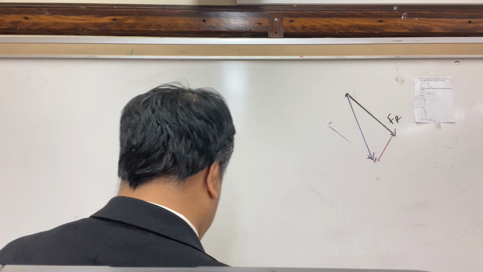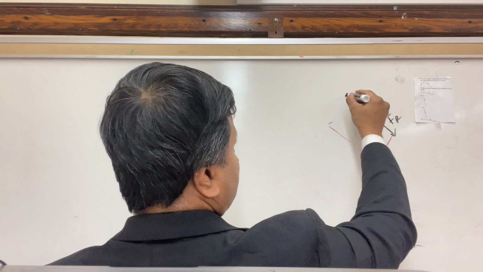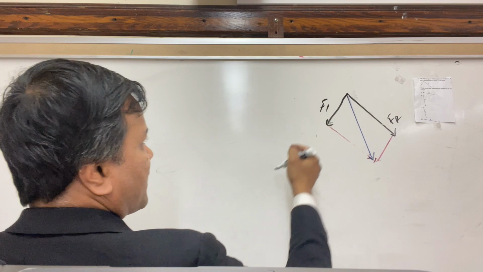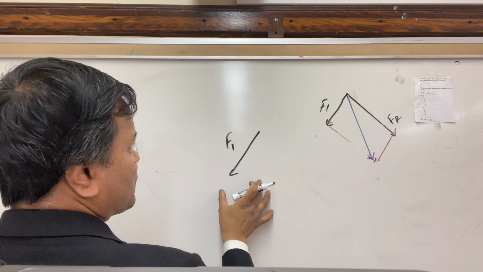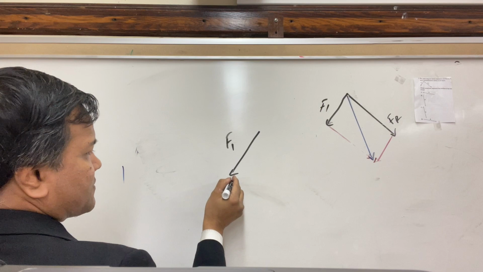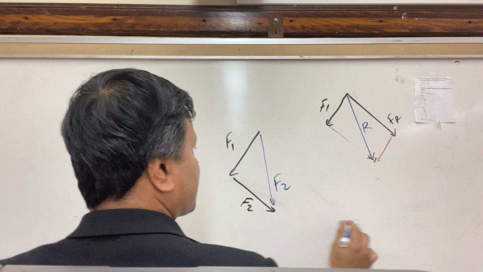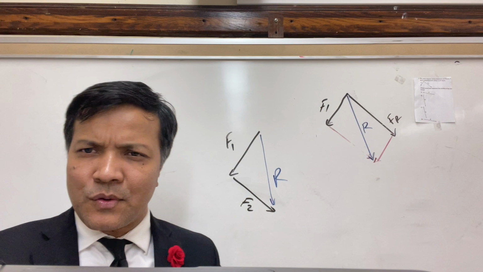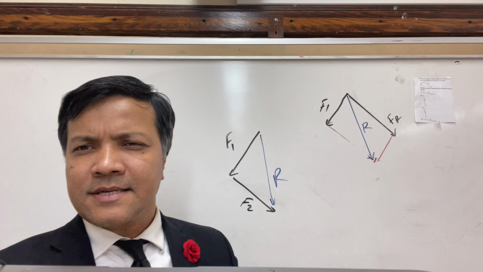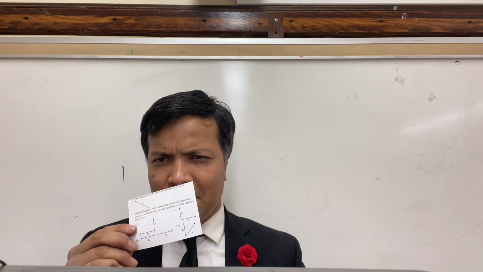If I do head and tail, of course, this, put it here. Head and tail, this is F1. So draw F1 first. This is F1. And draw F2 right here. Do a little better, so F2, and then the resultant should be this. Notice that the direction is the same. It's because no matter whether you use parallelogram or head and tail, the direction of the resultant would be the same.